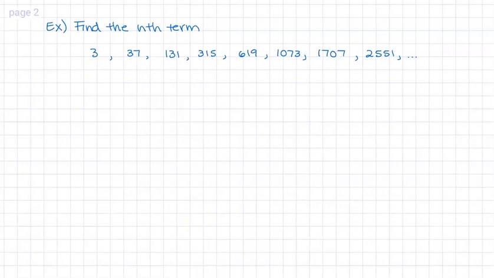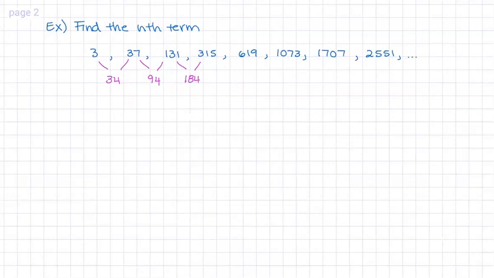Hopefully you paused the video and tried it. We're going to go ahead and do it together real quick. So like I said before, you just take any two terms and subtract the second minus the first one. So 37 minus 3 is 34. 131 minus 37 is 94. 315 minus 131, that's 184.